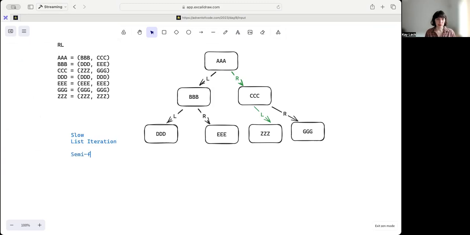Then there's a semi-fast one, let's call it fast dictionary, where you implement this as a dictionary with the keys being the name of the cell, the name of the location, and the values just a tuple of things, and you look up in the dictionary each time. So you take left and you get B, you look up B, and so on. So it's fast.